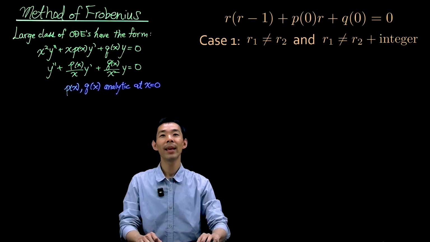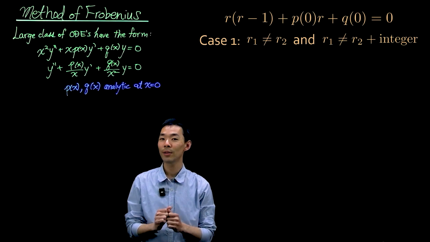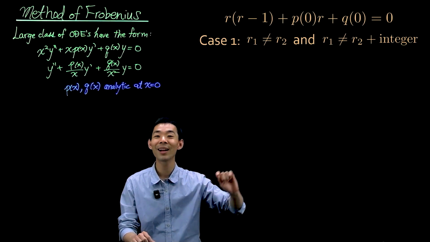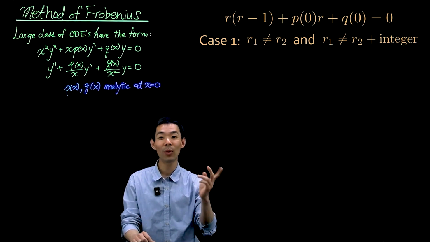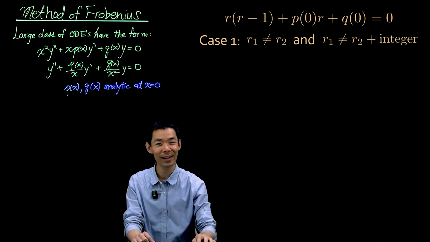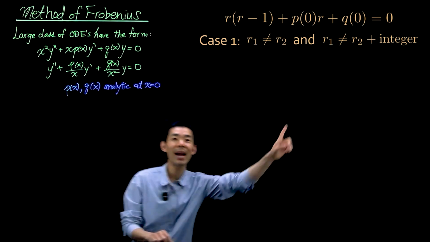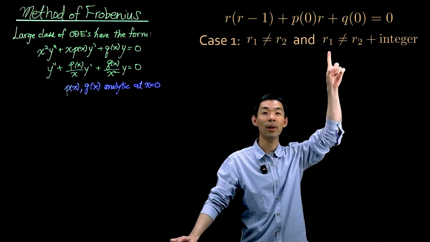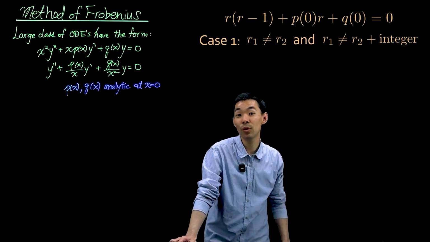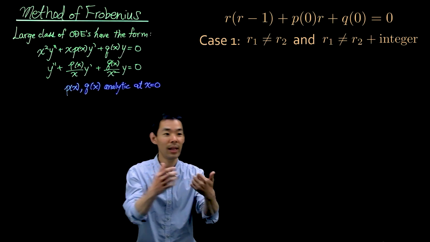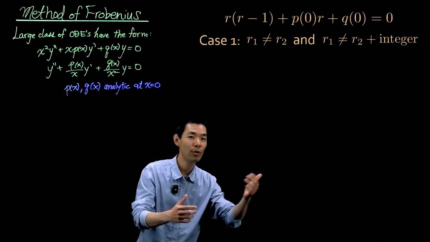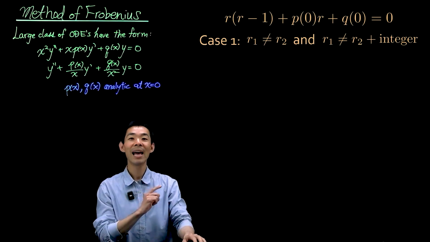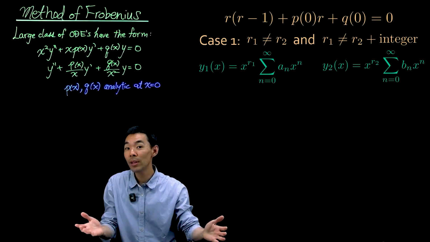So case 1 is when your roots, R1 and R2, are not the same. So you have distinct roots, similar to when we were doing constant coefficient second order ODEs, where you had lambda 1, lambda 2 that were distinct roots to the quadratic equation. So distinct roots, and the roots are not offset by an integer. So the difference R1 minus R2 is not equal to an integer. -3, -2, -1, 0, 1, 2, 3, 4, those are all integers. So the offset is not exactly equal to an integer.